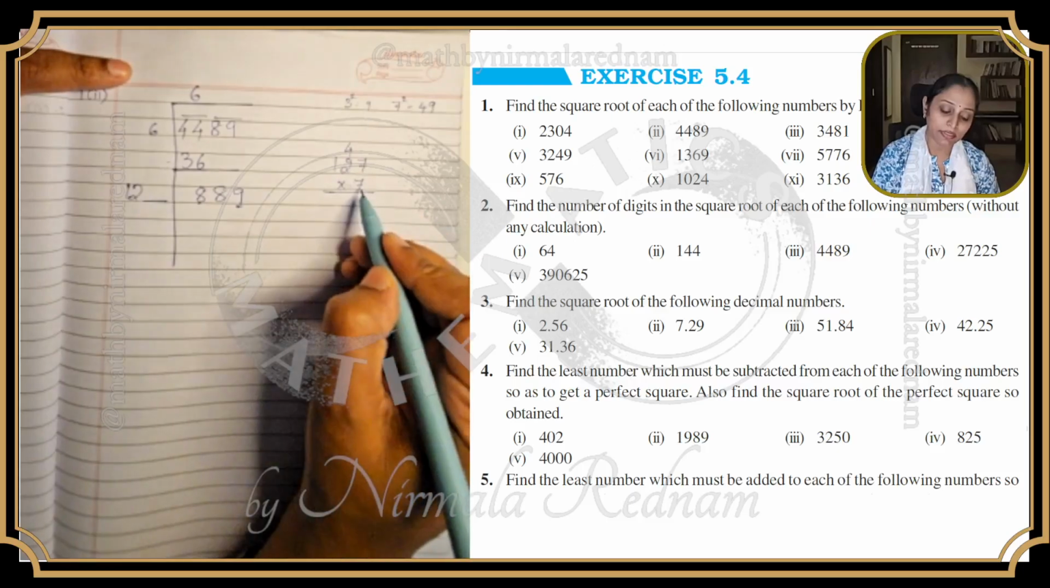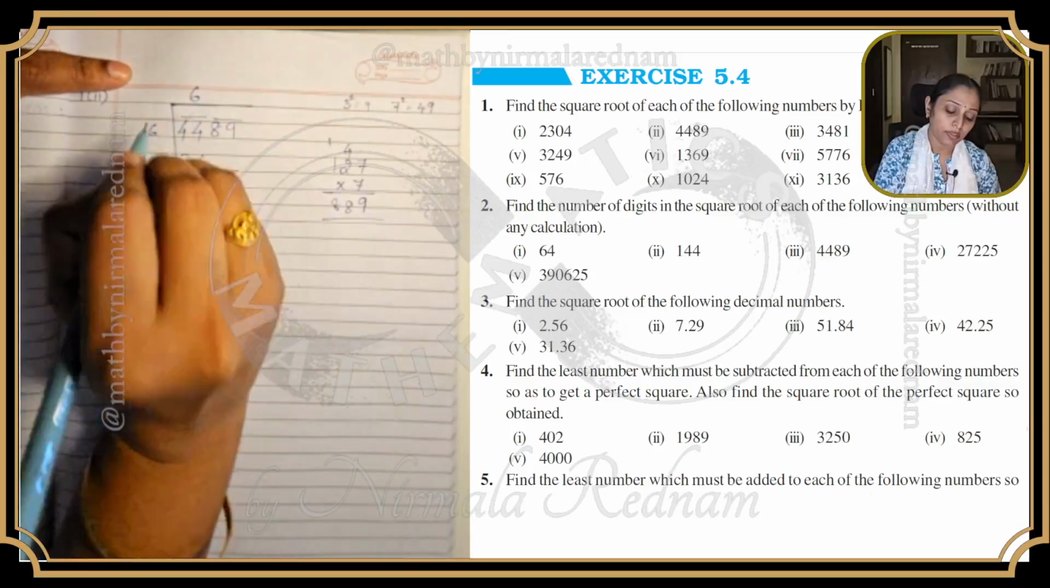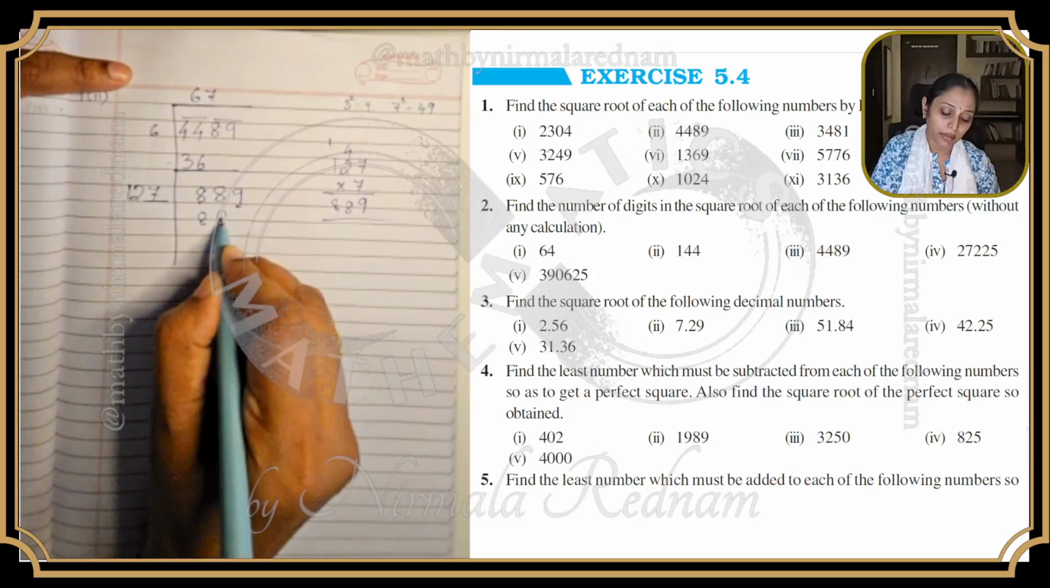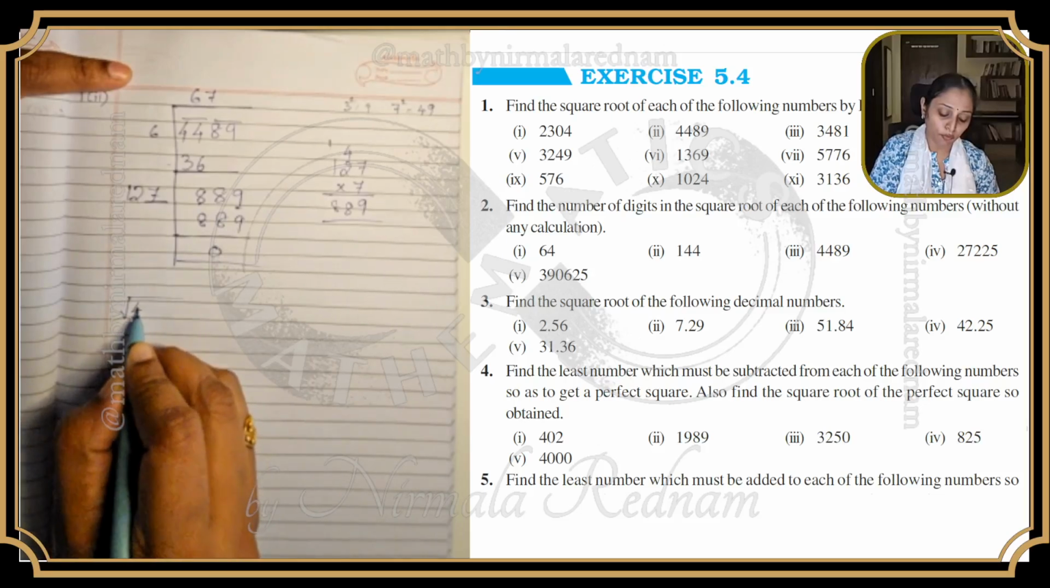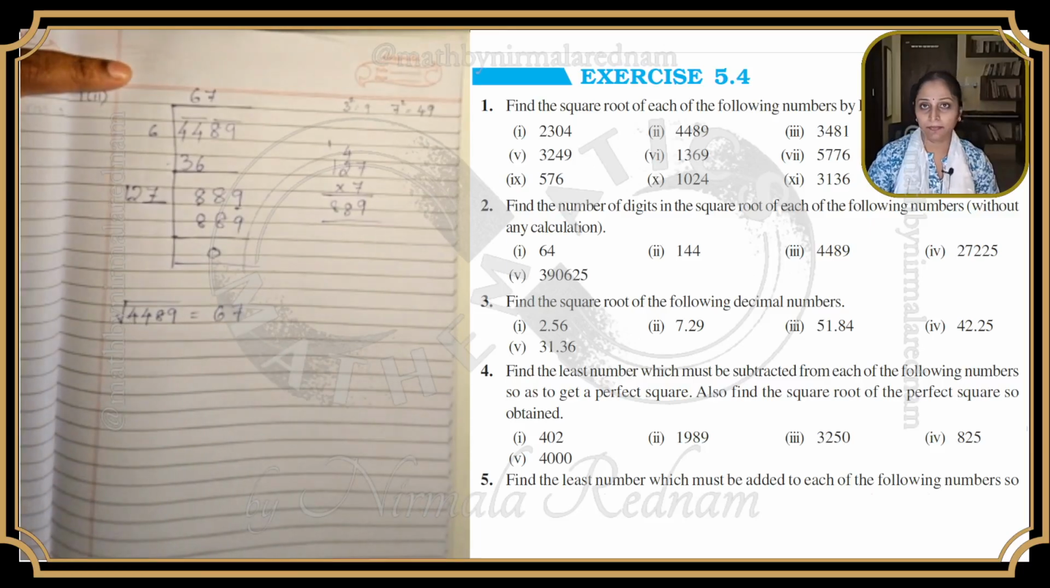So 7 sevens are 49, and then 18. So we have our 889. The number that I have to place here is 7, right? And I have remainder 0. Therefore, what is the square root of 4489? The answer is 67.